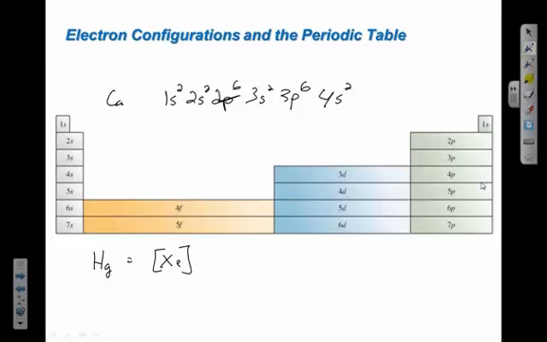Then beyond xenon, if I follow the periodic table, the next element is in the sixth row down in the S block. So I've got two columns there, so I would start with 6s2. Once I finish the 6s2, I have to recognize this is where the F block should be inserted. So once I fill the 6s2, I have to go now to the F block. And there are 14 columns in the F block. So that's 4f14.